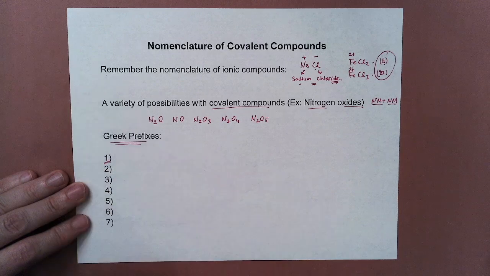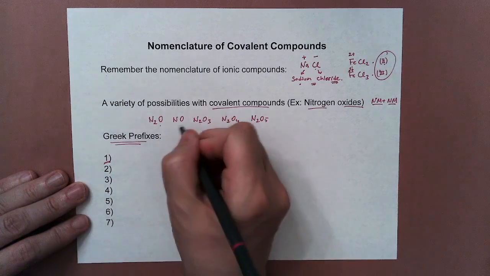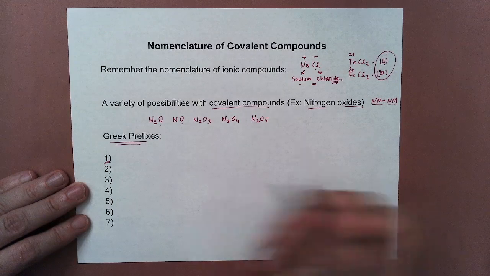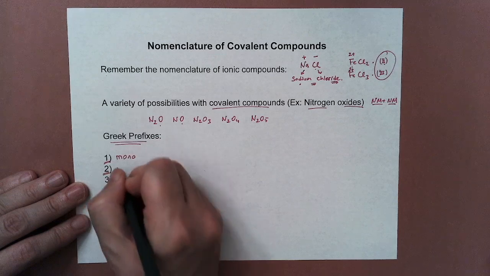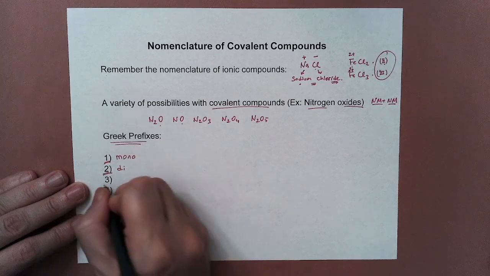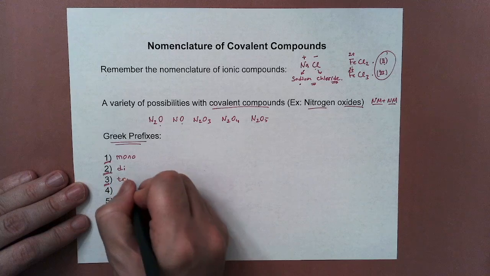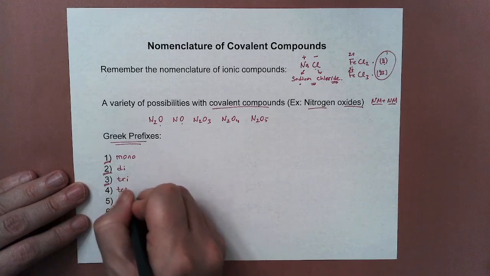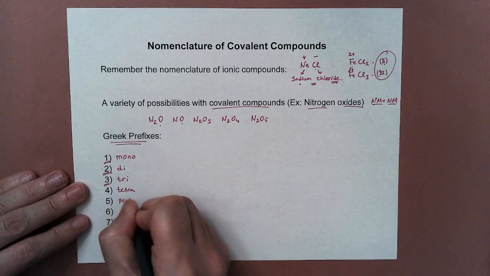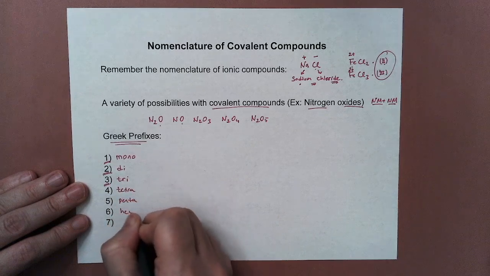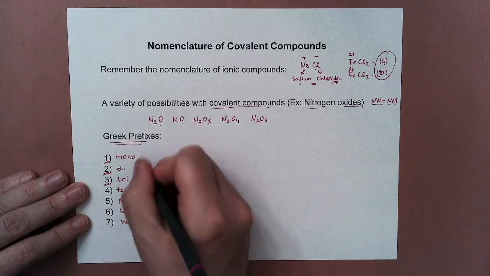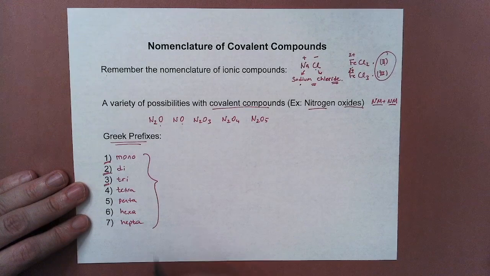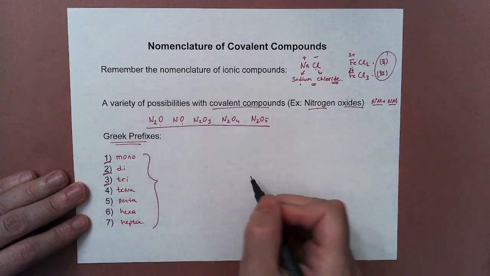So instead of saying 1 to represent the number of atoms in the covalent compound, we are going to be using the prefix mono. Instead of saying 2, we will be using the prefix di. Instead of saying 3, we will be using tri. 4 is going to be tetra, 5 is penta, 6 is hexa, and 7 is hepta. So we will be using these Greek prefixes to distinguish covalent compounds like these from one another.